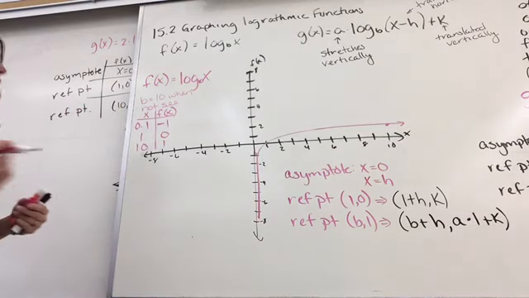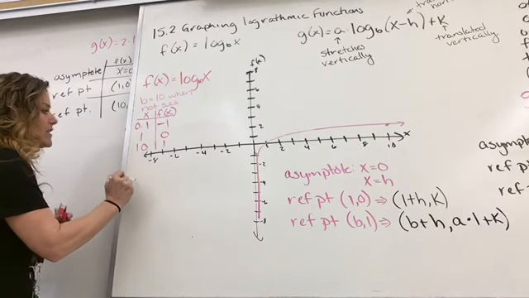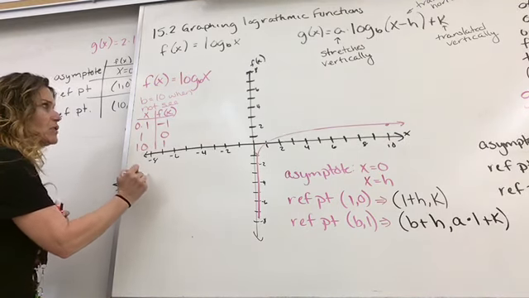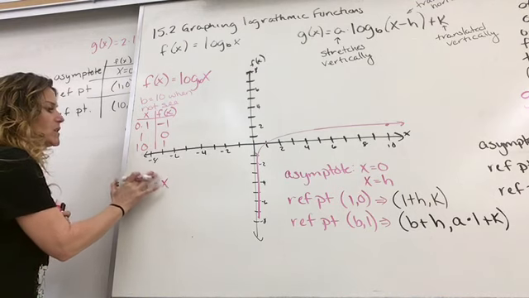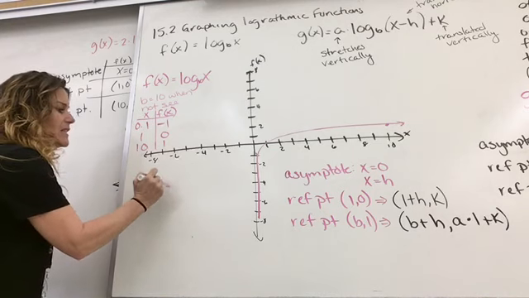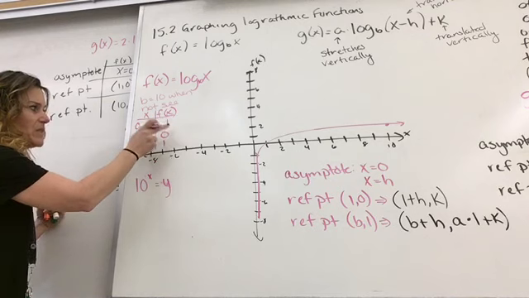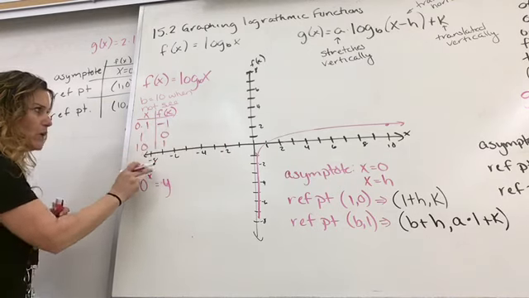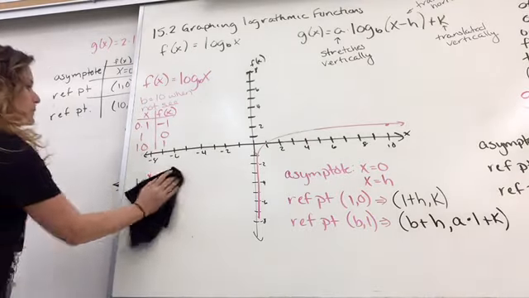The easiest way to do these tables of values is to say that 10 to the y equals x. Excuse me, let's call this, I hate it when they do x's and y's. We plug these x values in and we get our y values. So if we plugged in 0.1, we'd get -1, and so forth and so on.